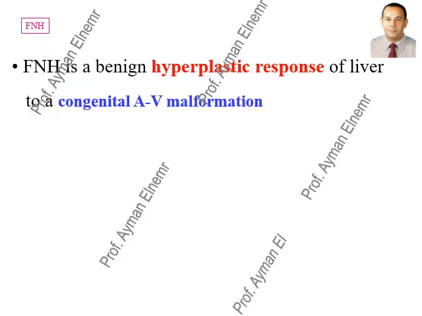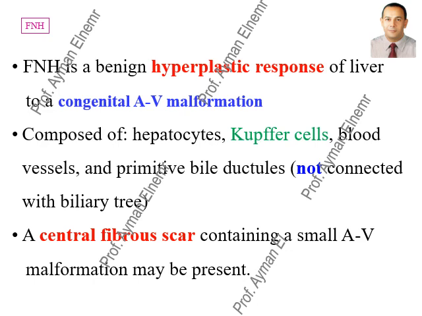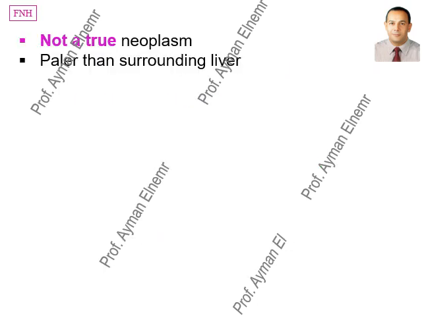Focal nodular hyperplasia is a benign hyperplastic response of the liver to a congenital arteriovenous malformation. This hypothesis suggests that the increased arterial flow hyperperfuses the local liver parenchyma and leads to secondary hepatocellular hyperplasia. It is composed of hepatocytes, Kupffer cells, blood vessels, and primitive bile ductules not connected with the biliary tree. A central fibrous scar containing a small arteriovenous malformation may be present.